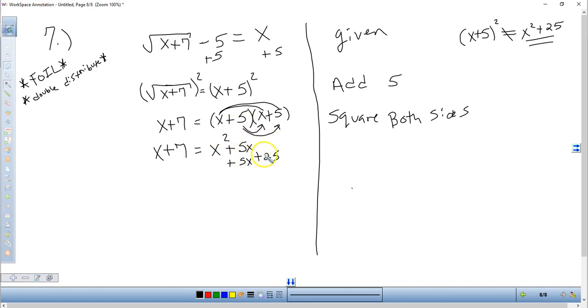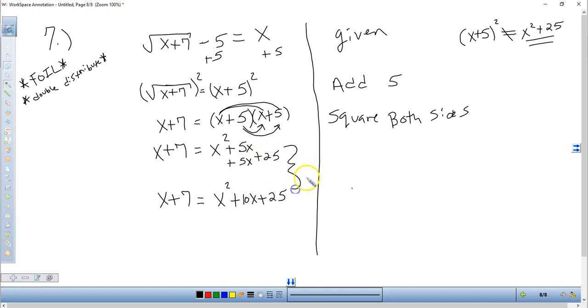Now I write mine a little differently than most of you do. I write mine where my terms are lined up and down, so I can just add and subtract from top to bottom. To me, it just seems more appropriate. Just a matter of preference. 5 and 5, that's 10. And then I've got 25.